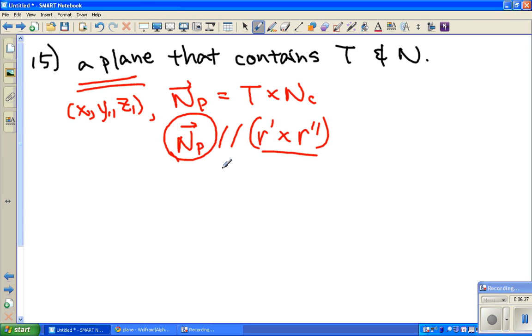Now, let us try to do this one together. Normal vector to the plane, in order for us to get that, we're going to figure out r first. What is r here? r of t, for this particular question, was sine of 2t.